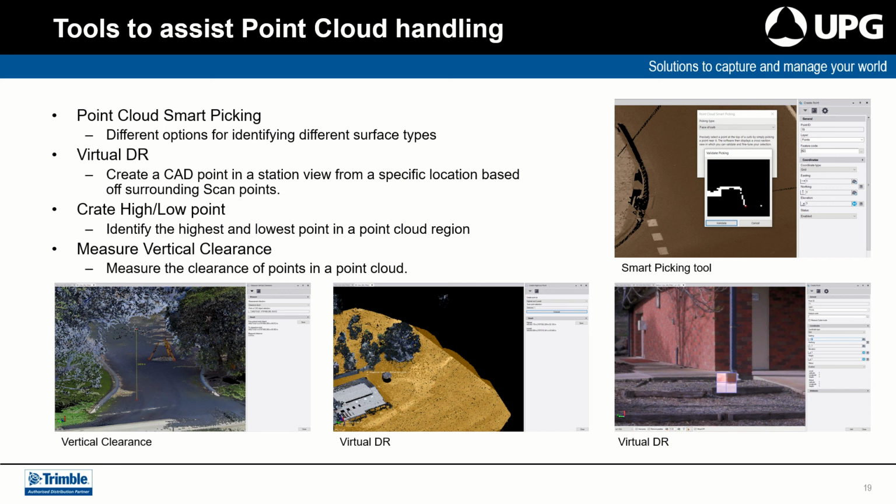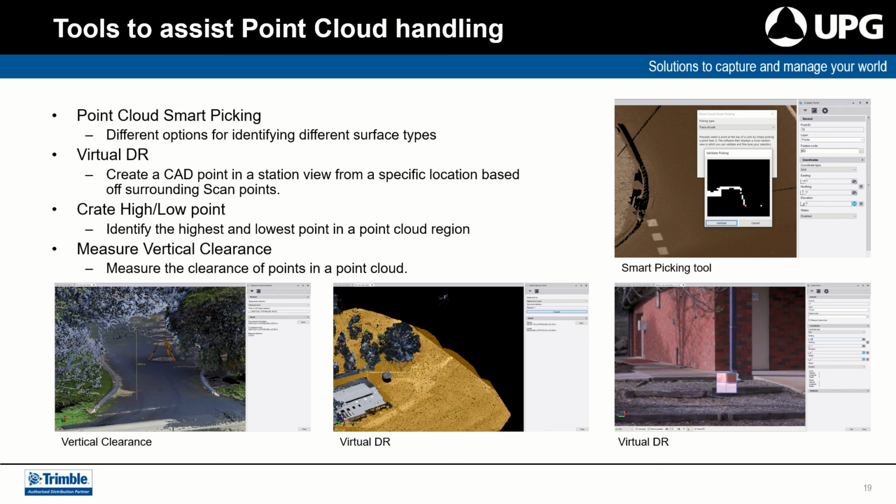These tools, the smart picking tool and the virtual DR tool, are not creating a new scan point. They are creating a CAD point at that particular location. The smart picking tool will only use the nearest point in the scan data, whereas the virtual DR tool can be used to calculate a new location.